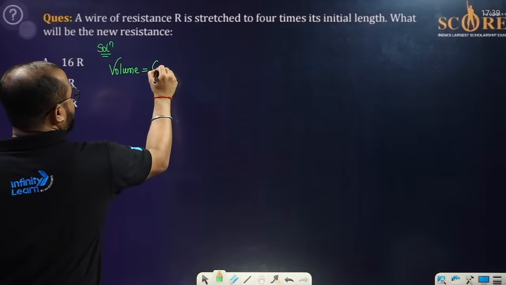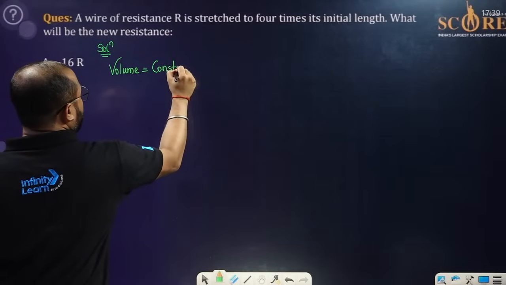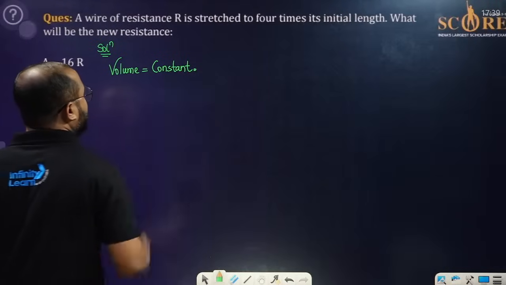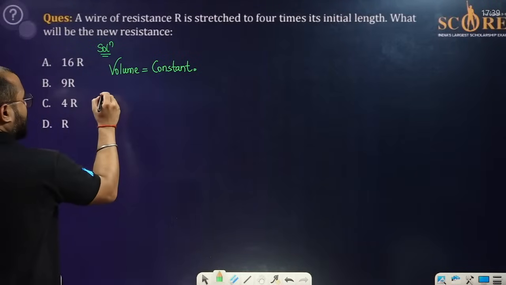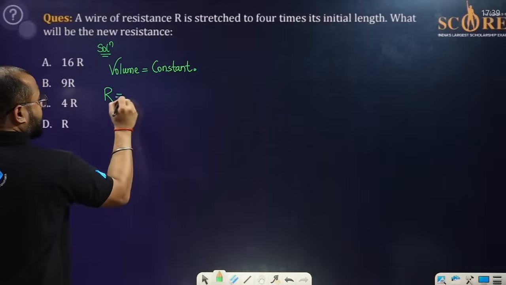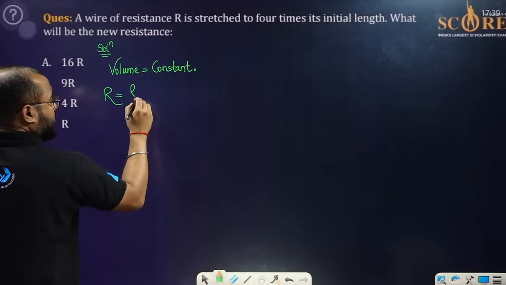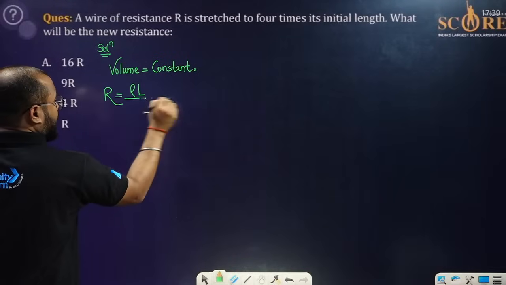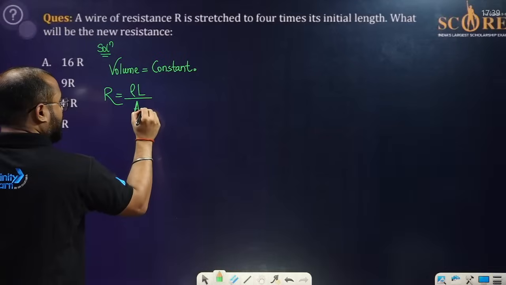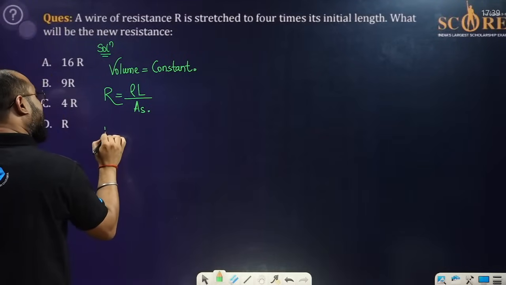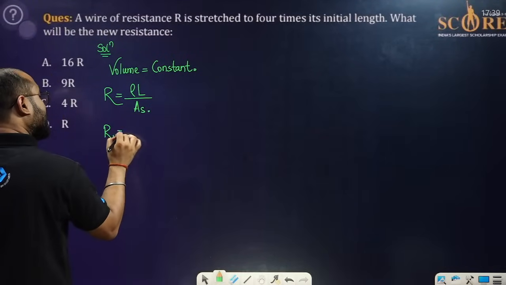Volume should be constant. So in this particular case, what will be the answer? Let us suppose, as we know, the formula is resistance R equals resistivity times length of the conductor divided by the area of cross section. Suppose that R1 is the resistance when there were no changes.